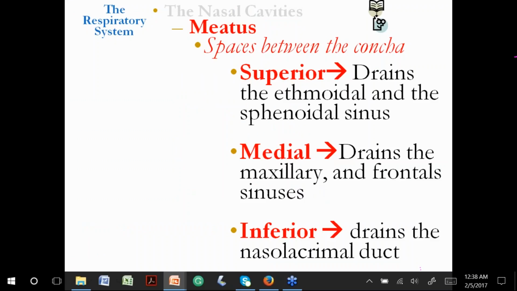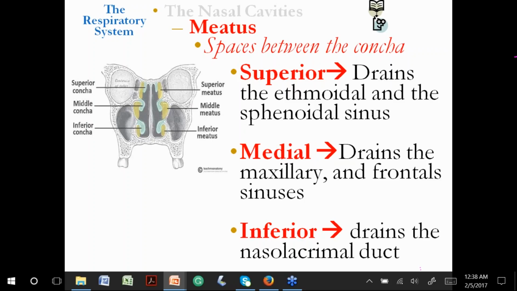Okay, meatus are spaces. A meatus is a space that is the entry or the exit of something. For example, the urethral meatus is where the urine comes out, right? Here in the nasal cavity, we have again the superior concha or turbinate. Concha and turbinate are the same. Another turbinate, middle, and inferior turbinate. And here we have the superior meatus, middle meatus, inferior meatus.